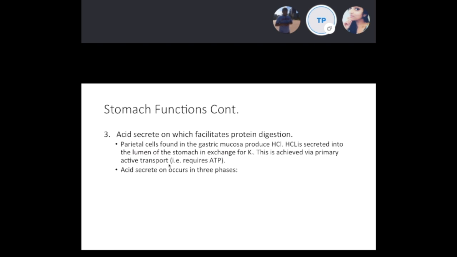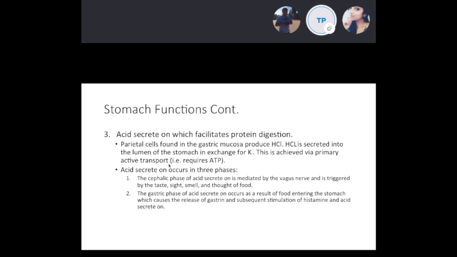And then acid secretion occurs in three phases. First, the cephalic phase of acid secretion is mediated by the vagus nerve and is triggered by taste, sight, smell, and the thought of food. The second phase is the gastric phase, and it occurs as a result of food entering the stomach, which causes the release of gastrin and subsequent stimulation of histamine and acid secretion.